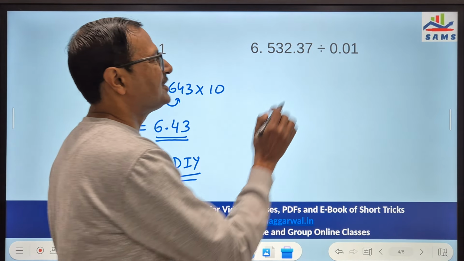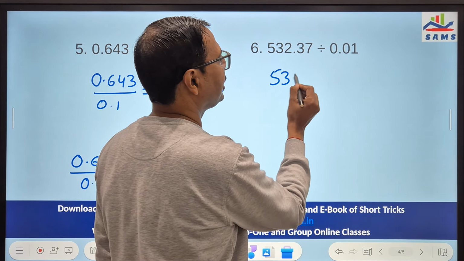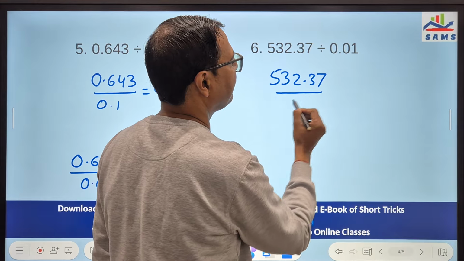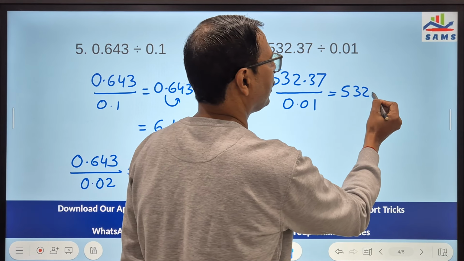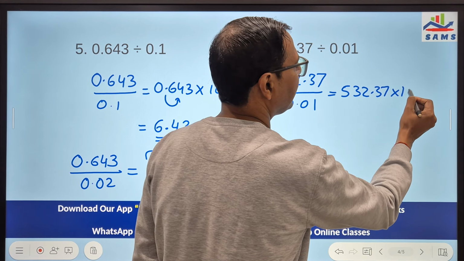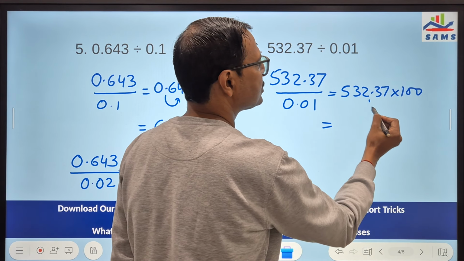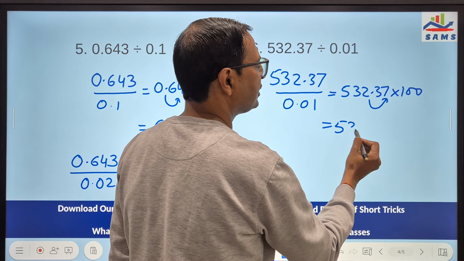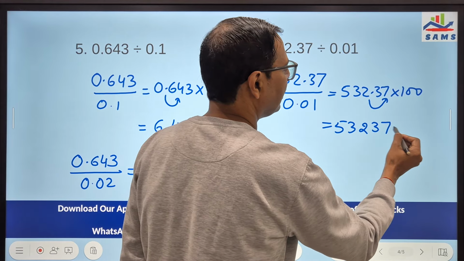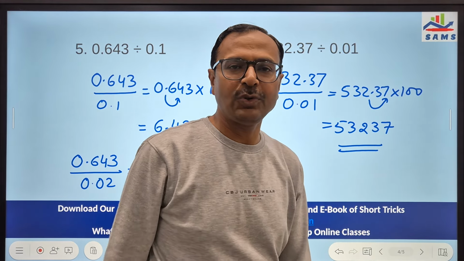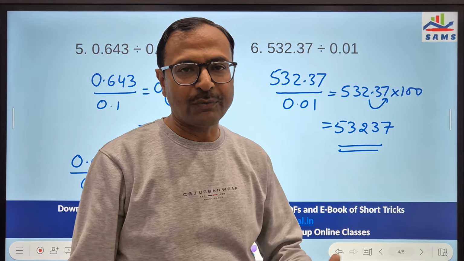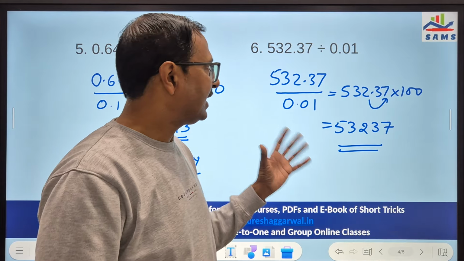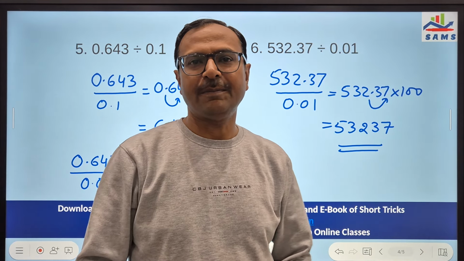Okay. So here we have 532.37 and we are dividing by 0.01. So practically 532.37 is to be multiplied by 100 and the decimal is going to shift here. So 53237 will be the final answer. You don't need a pen and paper for these questions. Once you are thorough with the concept, this can be done just by observing the numbers.